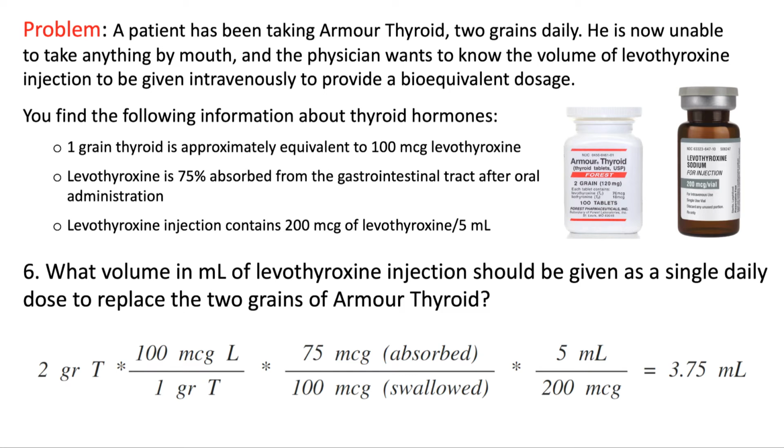So if we do that math from left to right, we see that we would get a final volume of 3.75 milliliters. That's the volume of our injectable that provides the same amount of levothyroxine that ends up in the blood had we swallowed 2 grains of the Armour thyroid tablets. And that's essentially saying that is the bioequivalent dose. 3.75 milligrams of the injectable is bioequivalent to 2 grains of the oral Armour thyroid tablets. And that answers this question.